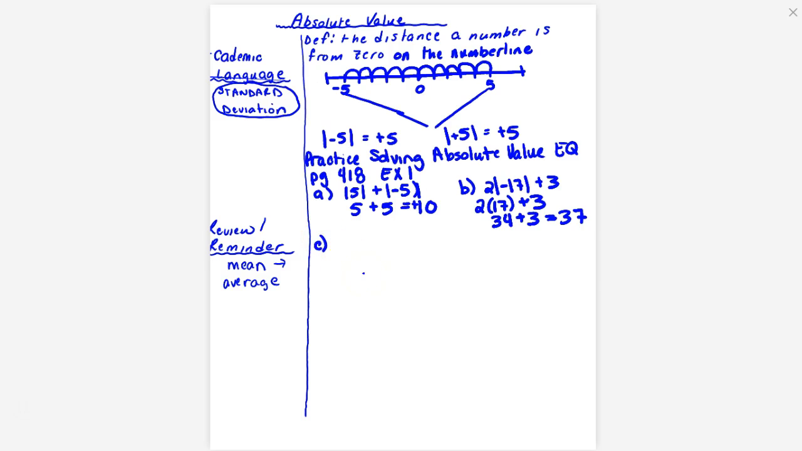C, the absolute value of negative 4 divided by the absolute value of positive 4. Okay, so let's just change them. The absolute value of negative 4 is just 4. The absolute value of positive 4 is also 4. 4 divided by 4 is positive 1.